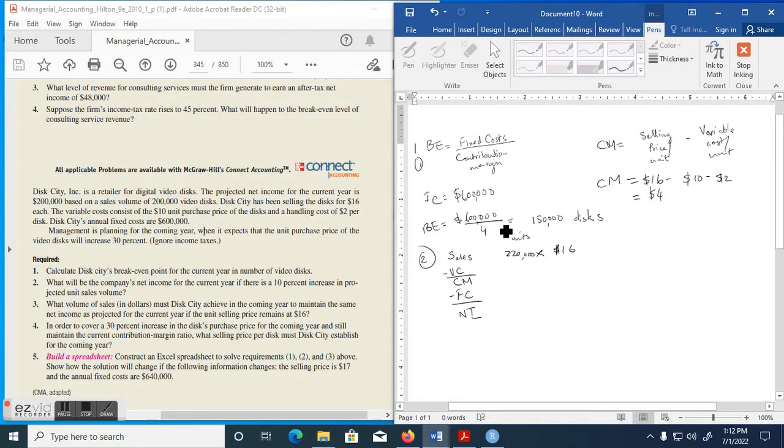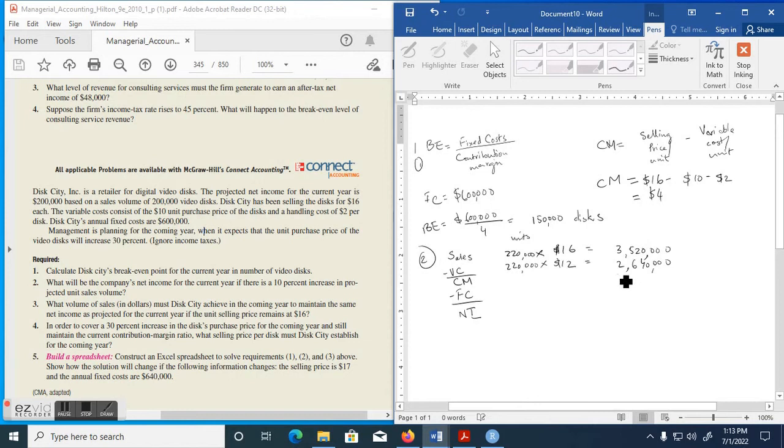That gives us $3,520,000. Then we've got our variable cost. Now again, our variable cost is based on the number of units. So we've got 220,000 units, and our variable cost was $10 and $2. That's $12. So we'll do 220,000 multiplied by 12. We had $2,640,000. To calculate the contribution margin, we'll do sales minus our variable costs.